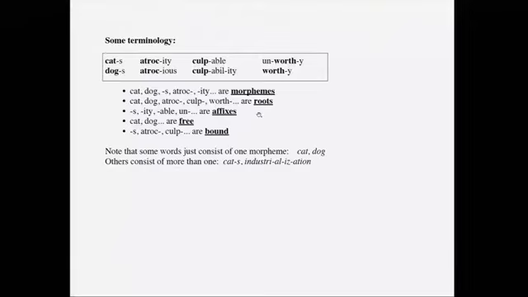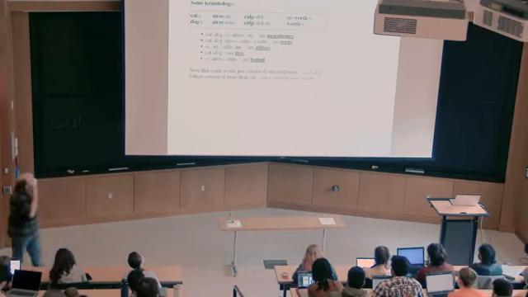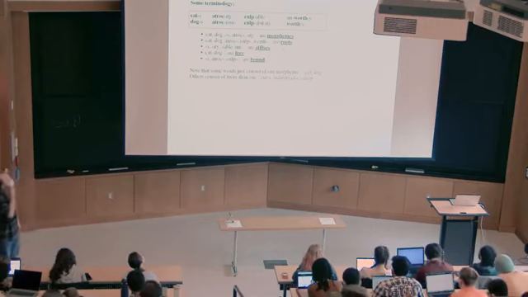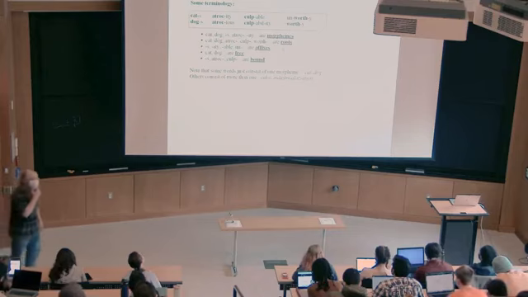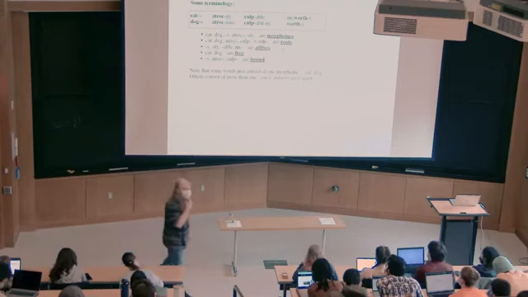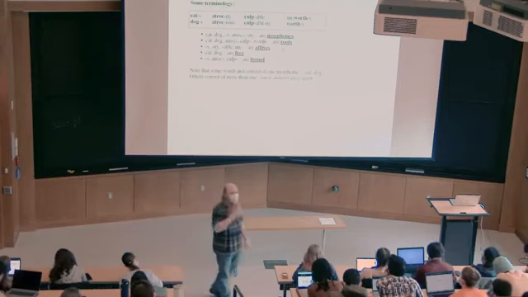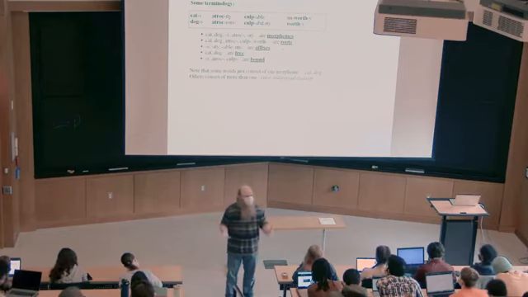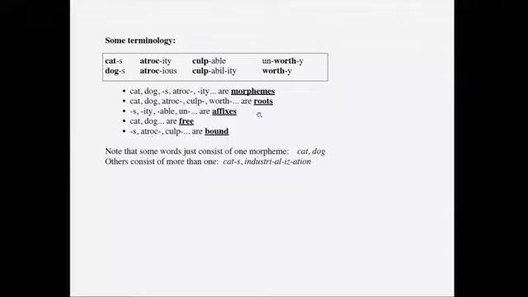So now some terminology, including a word that Raquel just said, so let me get all of you caught up. Words like cats or dogs or atrocity or culpable or unworthy have multiple parts. We can productively divide them, and it's useful to divide them into parts. These parts of words are what are called morphemes. So cat is a morpheme, dog is a morpheme, s is a morpheme. So is atroce and ity, and atrocity. Those are all morphemes. That's the name for these parts of words.